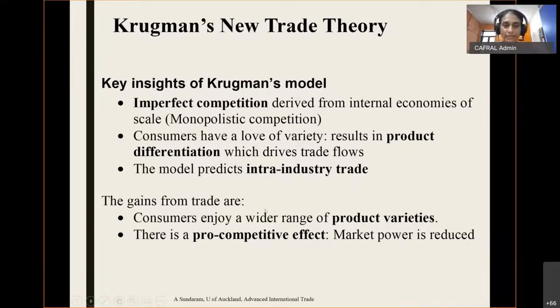The important thing with the Krugman model is that now there will be gains from trade from multiple sources. Earlier we talked about how we tracked what happened to the real wage, to purchasing power, how consumers can access a higher indifference curve, and so on. But now with Krugman, gains from trade are going to come from different sources. One is that consumers gain from trade because they have access to more product varieties. And the second is that there's going to be a pro-competitive effect.